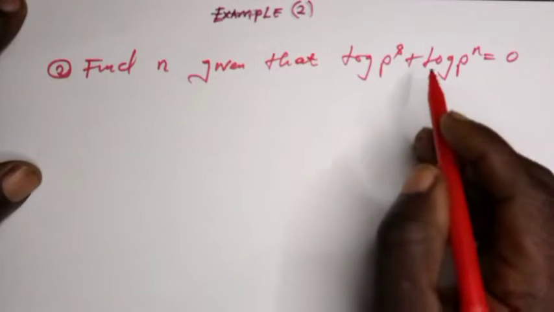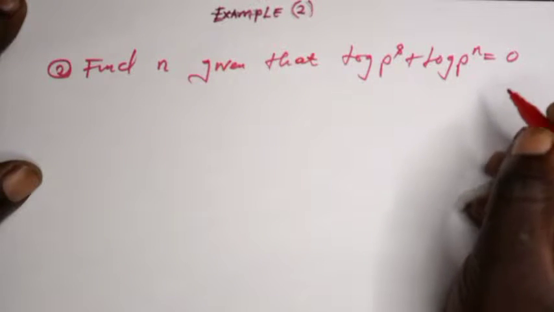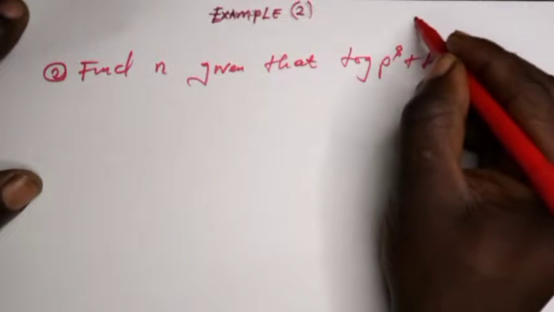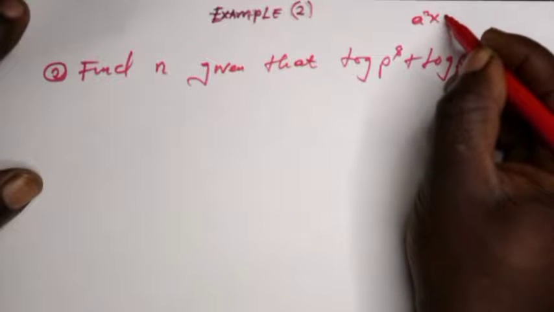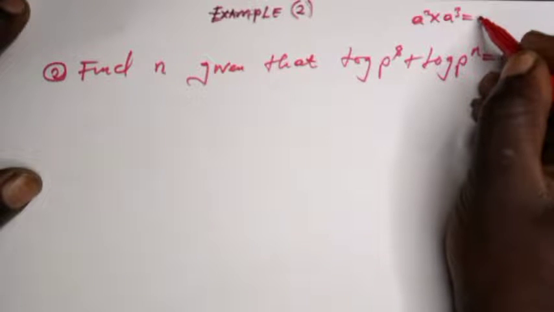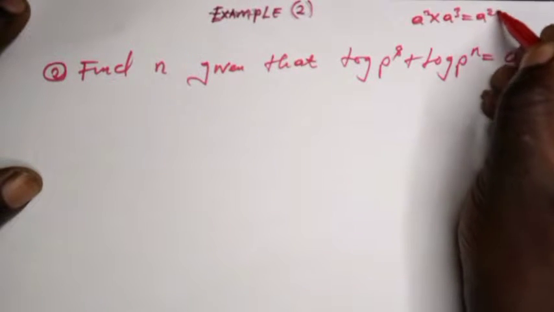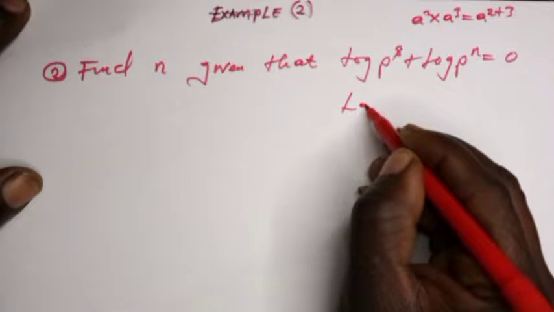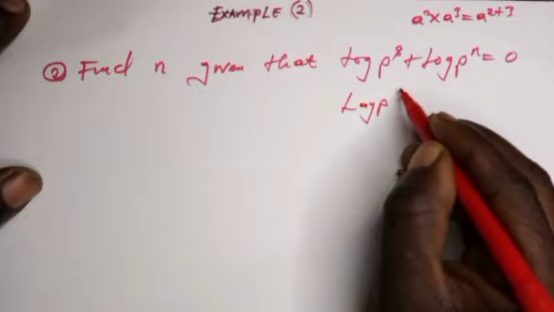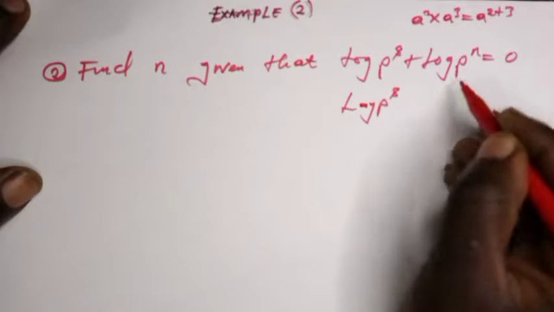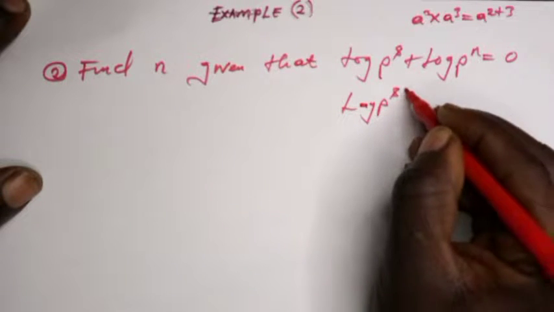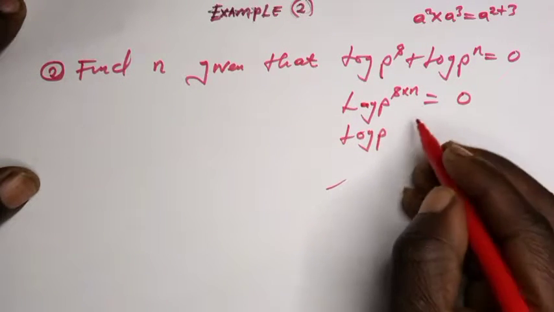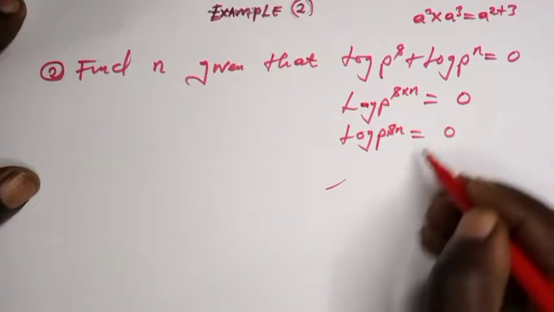We all know that when there's addition here, we are going to revisit into multiplication, because in that form it was a power 2 multiplied by a power 3, then it was like a power 2 plus 3. So we are going to use the same way. So it will be log base p of p power 8, because the bases are same, p and p. So it will be log base p of p power 8 times n equals to 0.